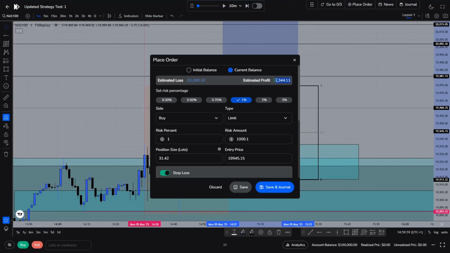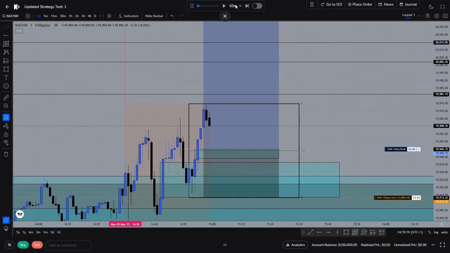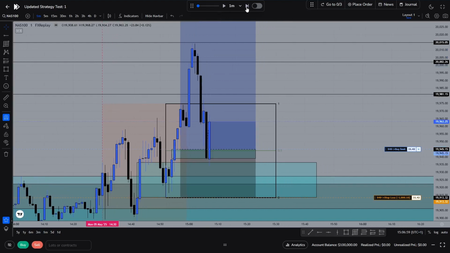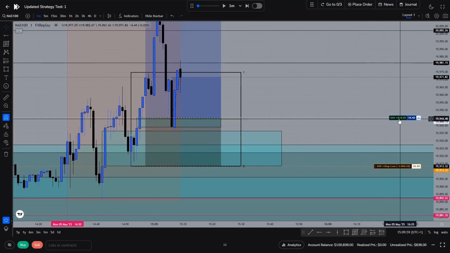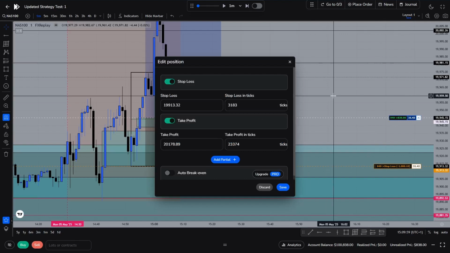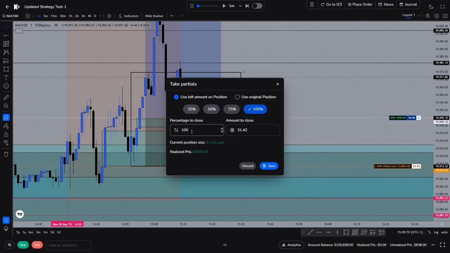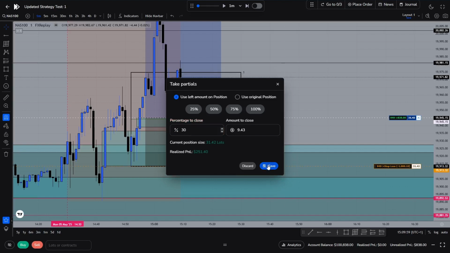Well, I'm not going to come out of that with the full amount. You're always going to come out with less because of the partials you're taking along the way. There we go, TP1 hit. Break even. We're going to close 30% of the trade.